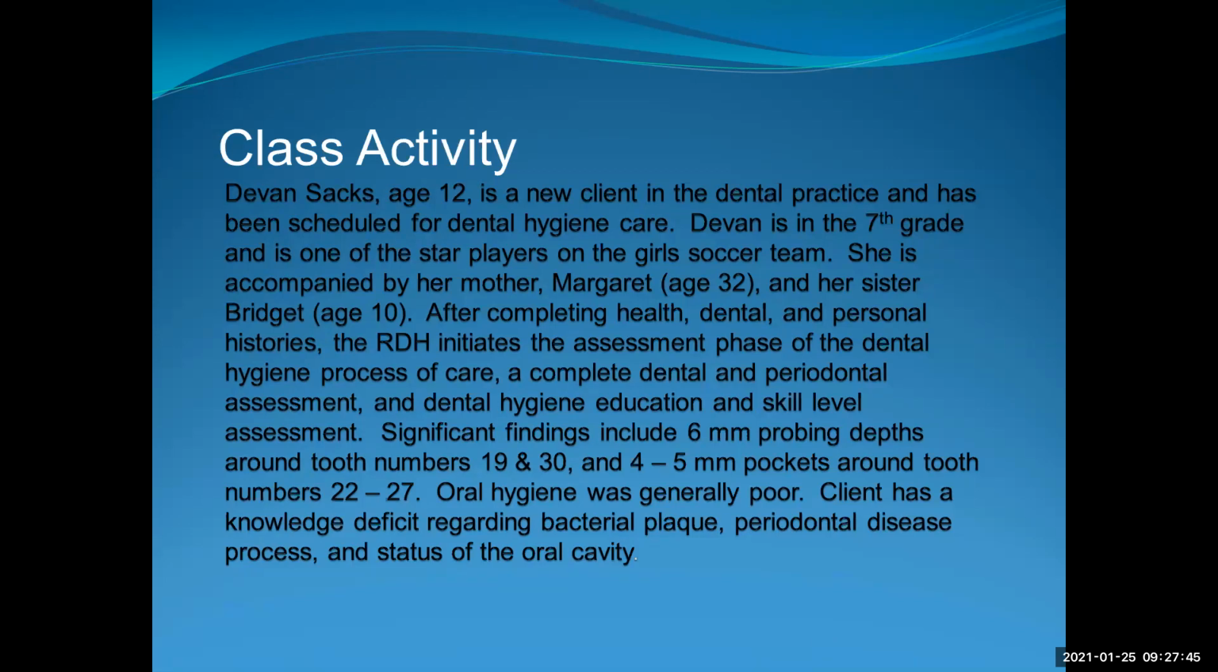After completing health, dental, and personal histories, the dental hygienist initiates the assessment phase of the dental hygiene process of care. A complete dental and perio assessment is done, and dental hygiene education and skill level assessment as well. The significant findings, okay, now this is for the 12-year-old, include 6 millimeter probing depths around tooth numbers 19 and 30, 4 and 5 millimeter pockets around tooth numbers 22 to 27. Oral hygiene is generally poor. The client has a knowledge deficit regarding bacterial plaque, periodontal disease, and the status of what's going on in her own mouth.